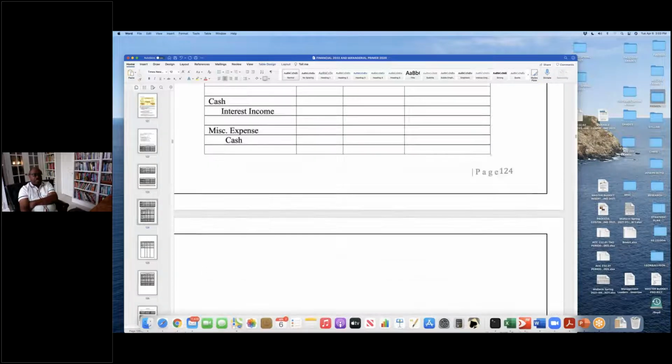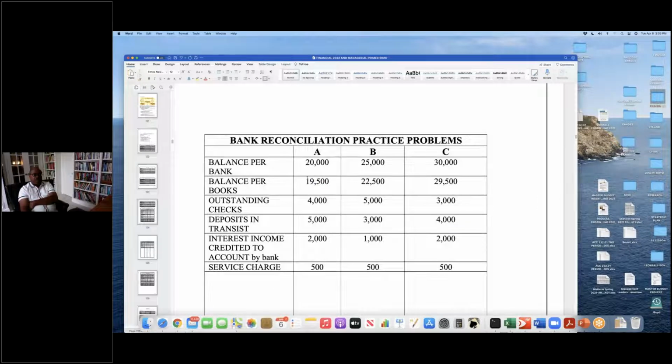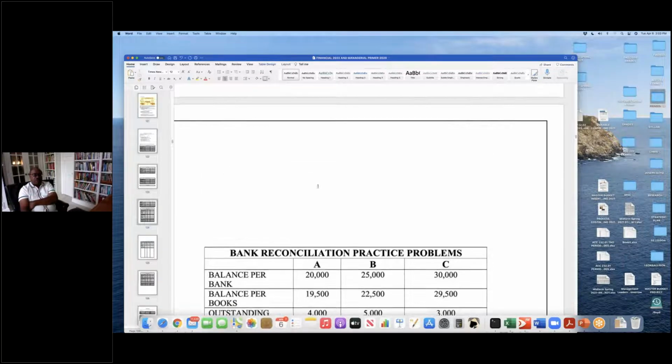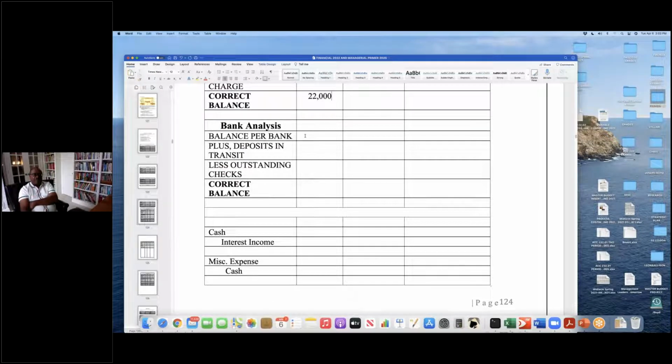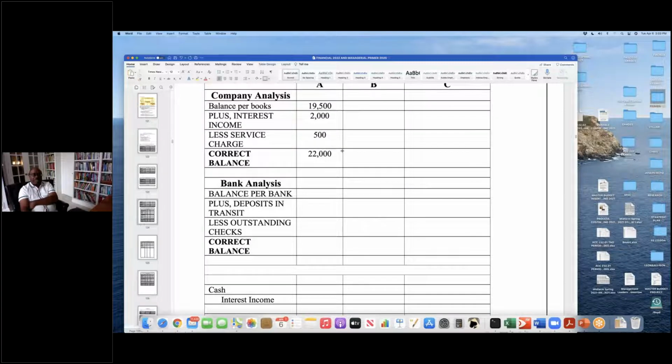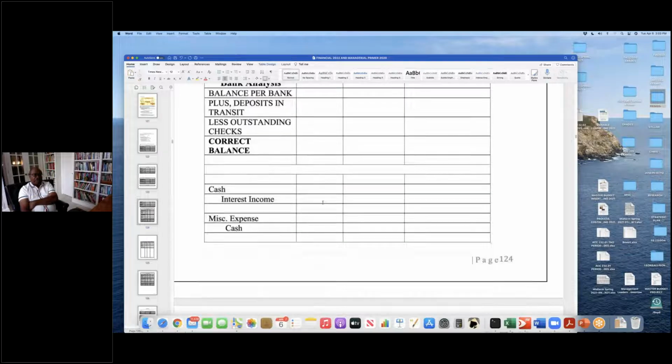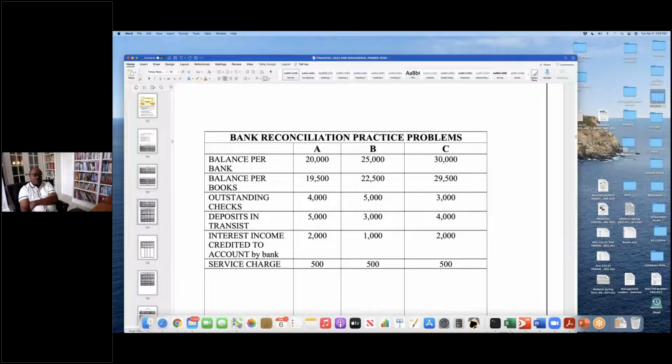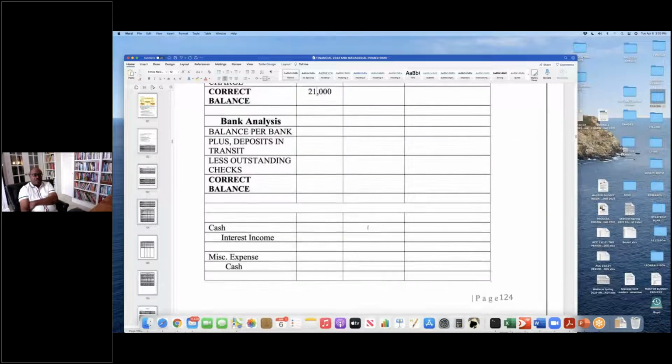Okay, so let's go to the bank analysis and the balance. We've done the book analysis. Now we need to do the balance. The bank said it was what? I got 21,000. How'd you get 22? Everybody's saying 21,000. Oh, no, they're right. I added the service charge. You got to subtract it. Okay. So what's the balance per the bank? 20,000.